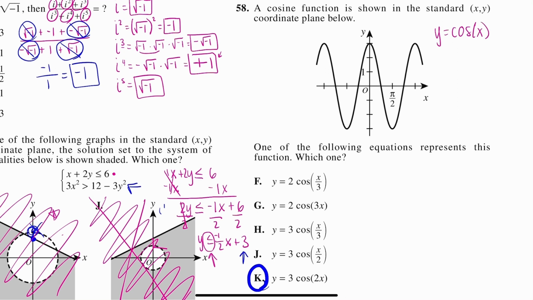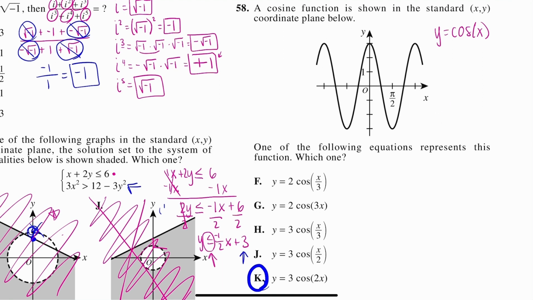Typically that would look something like, let me see if I can do this properly. Here's pi. And then over here would be 2 pi. So the standard parent function, this is going to be really not the best looking graph, would look something like this. Okay, so let's take what we know and play with this.